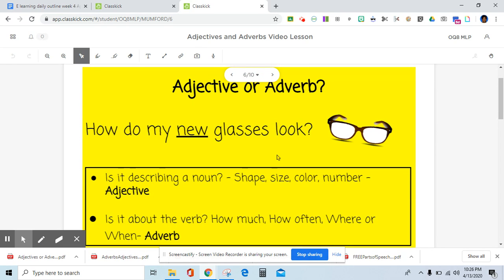The next one. How do my new glasses look? Think about new. What is it talking about? Is it talking about a noun or is it talking about a verb? I know new is talking about my glasses. So I know my glasses is a noun. So it's describing my glasses. So it is an adjective. How do my new glasses look? It's talking about my glasses.